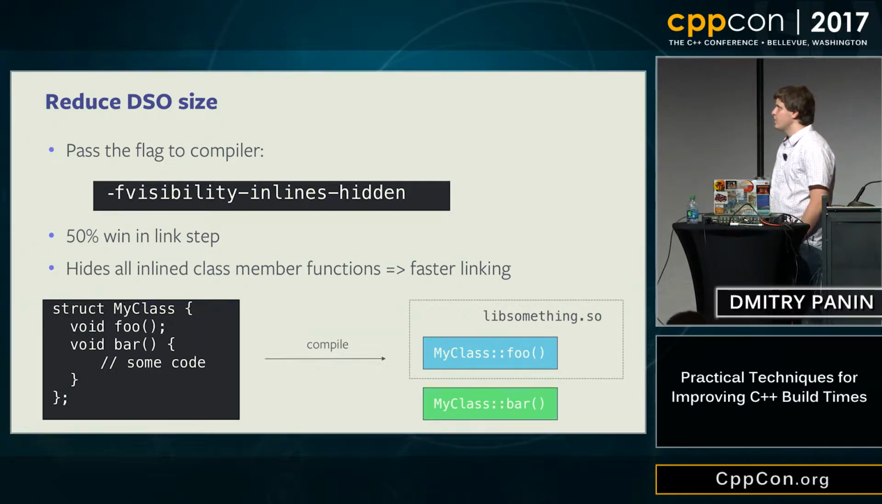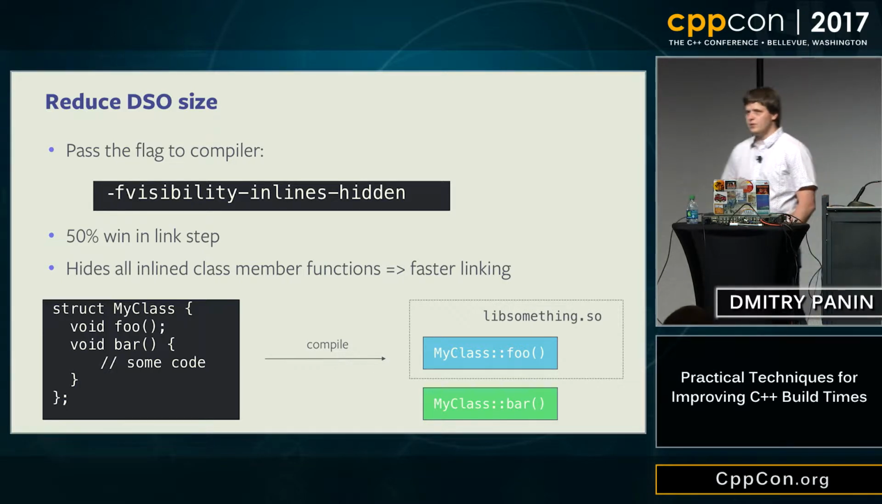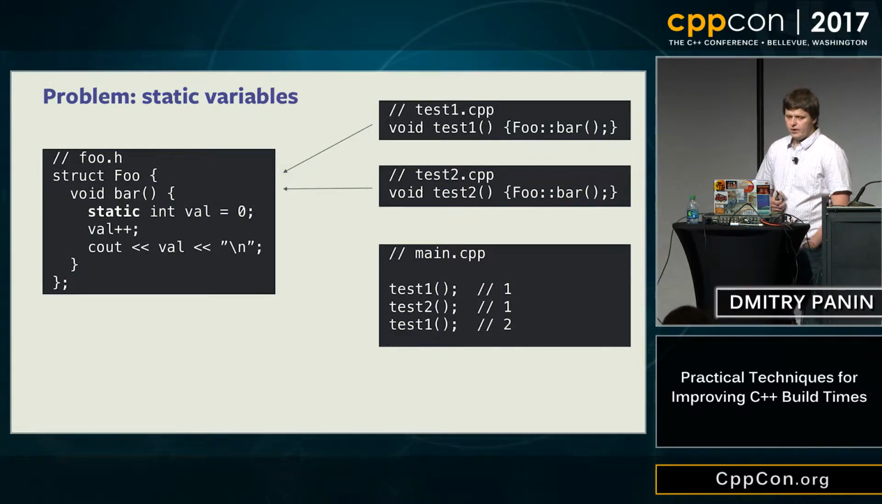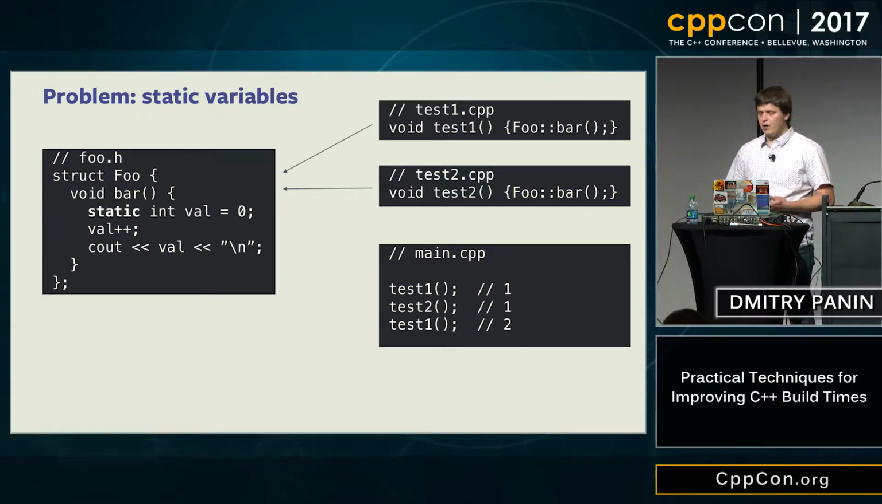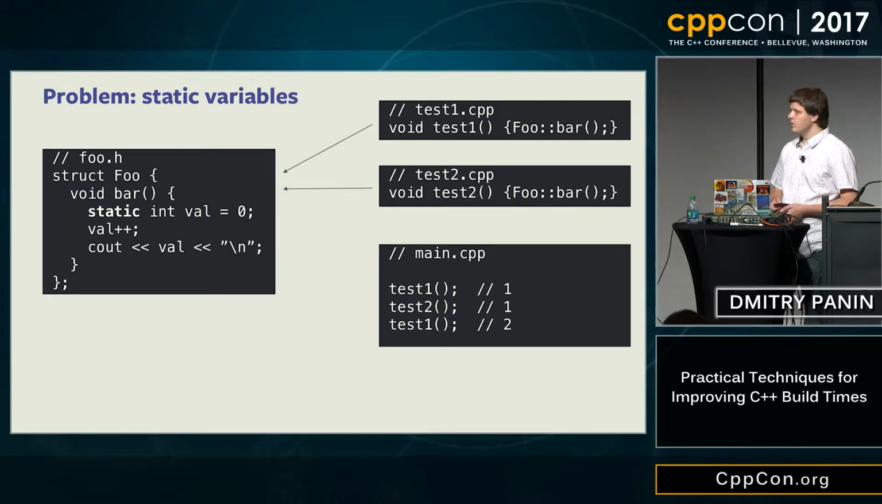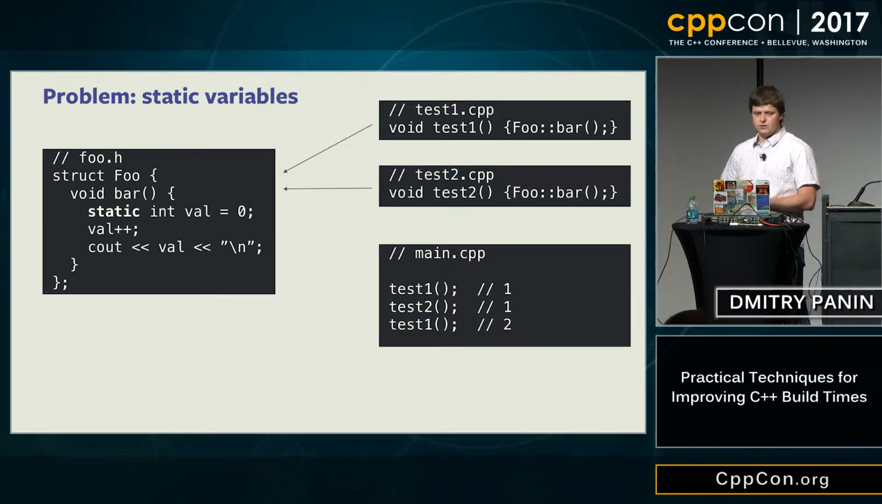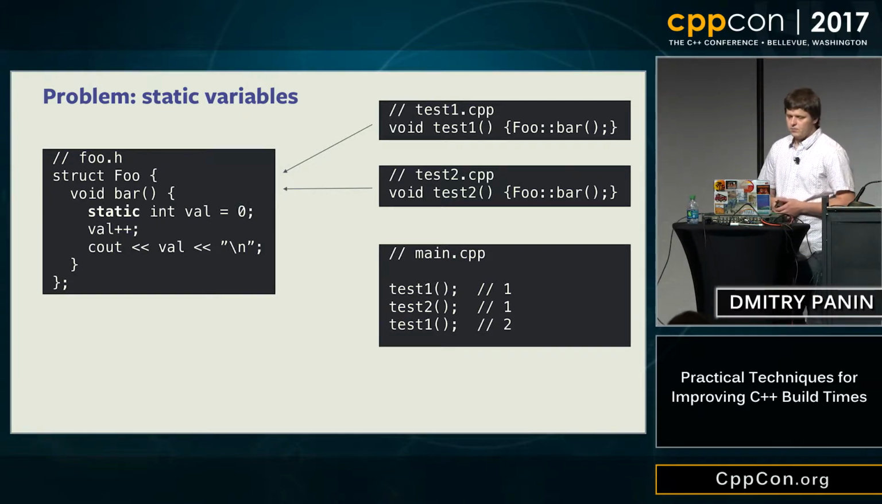However, there is one problem with that. Does anyone know which one? No? Okay, so the problem is static variables. In this example, there is a variable val that shows how many times function bar was called. If we use the flag mentioned on the previous slide, each of the files, test1 and test2, will use their own static storage. And this becomes a bug, right? You expect your output to return 1, 2, 3, but it returns different things.